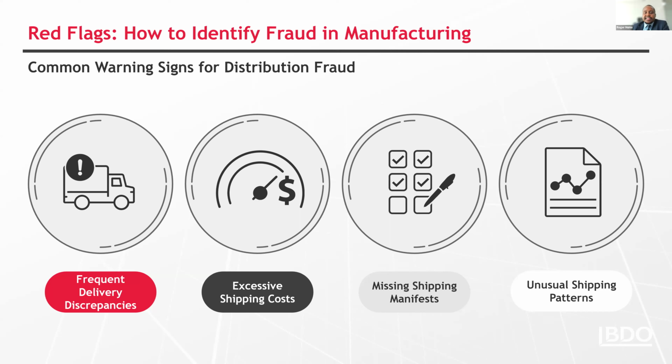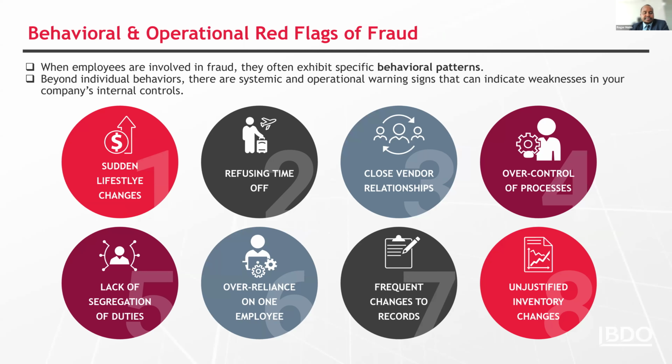The last one is unusual shipping patterns. So if you find that there are repeated instances of products being shipped to unexpected or unauthorized locations, this could be a sign of fraud. Possibly your employees are diverting shipments for resale, or the third-party logistics provider's employees are doing this for their personal use. Monitoring delivery routes and destination changes closely should help you identify these irregularities.